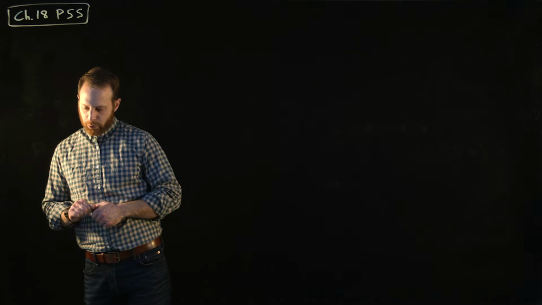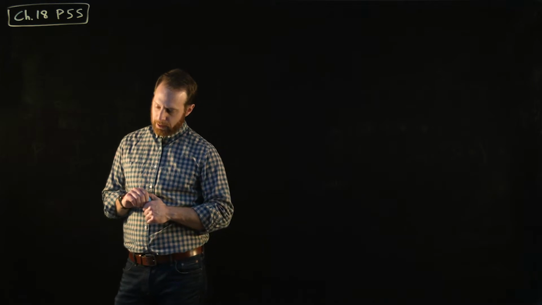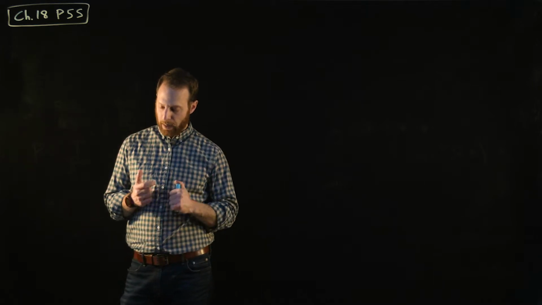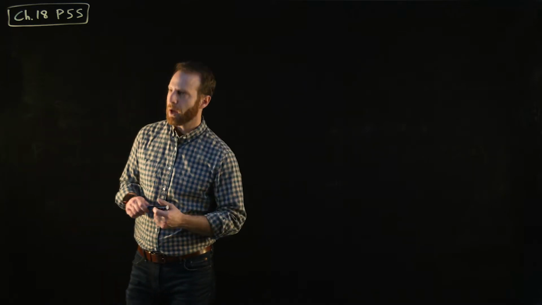Okay, Chapter 18, Problem 55. In this problem, we are told that there's a 0.65 millimeter diameter copper wire carrying a tiny DC current of 2.7 microamps. We're supposed to estimate the electron drift velocity.